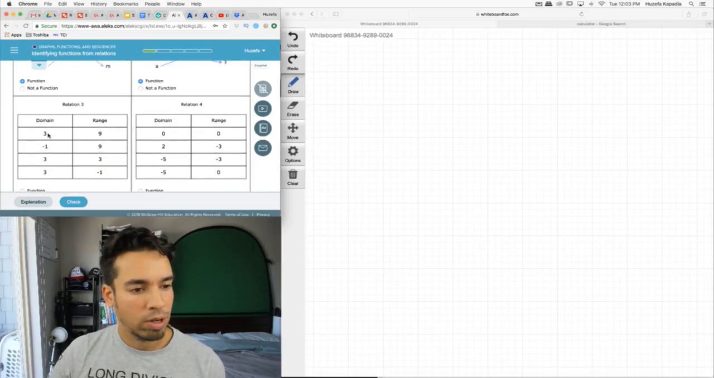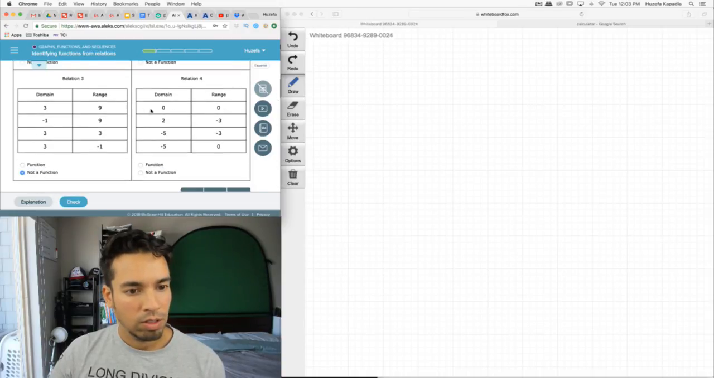X's are cheating like crazy, right? Look at the 3. It's got a 9, a 3, and a -1. Not a function. -5 is cheating, right? Got a -3 and a 0. Not a function.